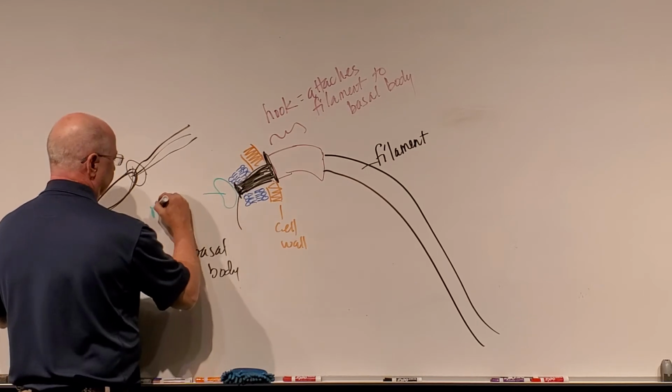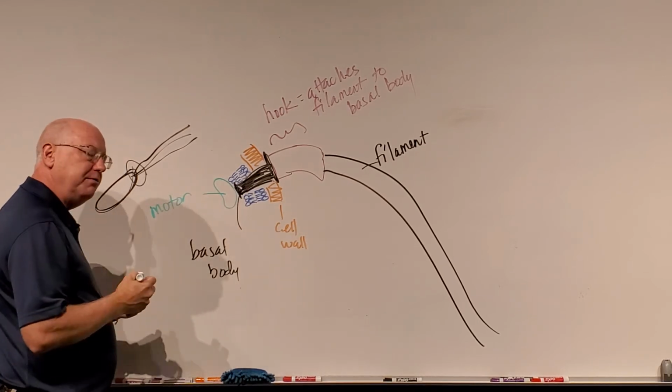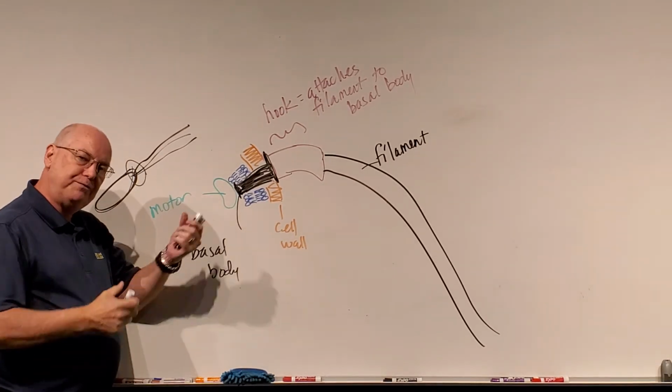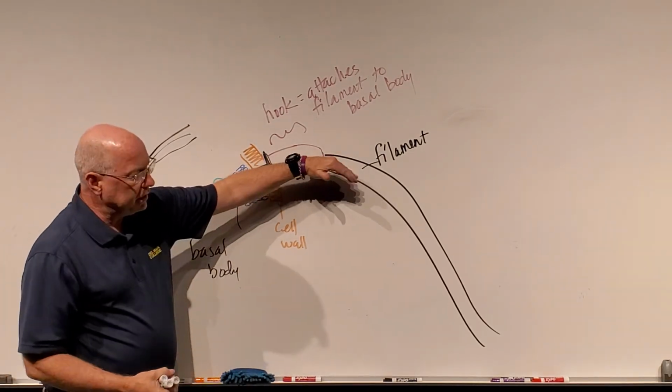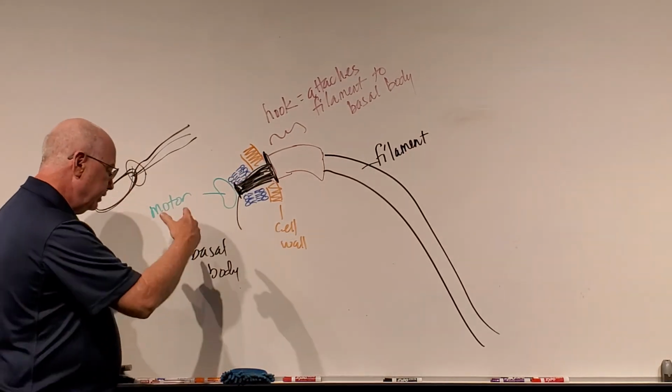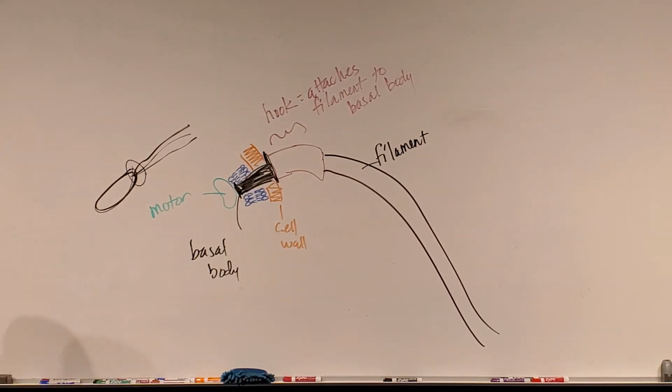And then inside the cell, there are some structures that we can call the motor. And it's not a motor like in your car, but it is a group of proteins that allow movement between them, that allow the entire filament to be moved so that the bacterium can swim around. Okay?